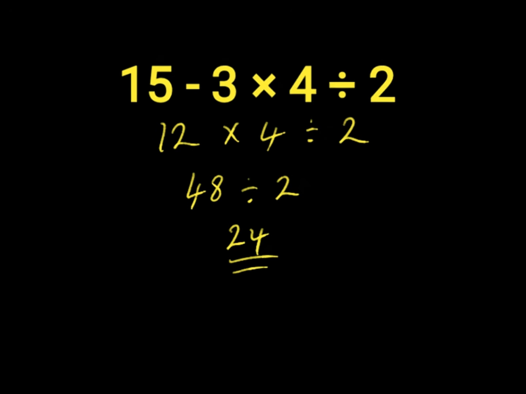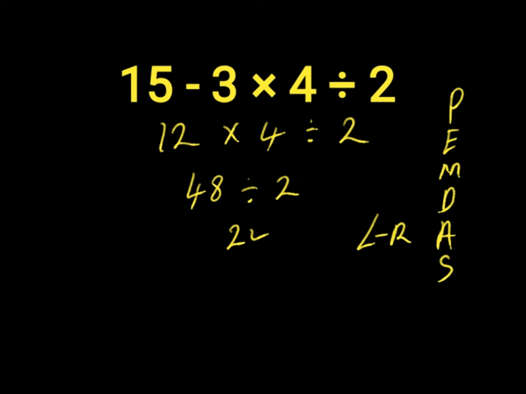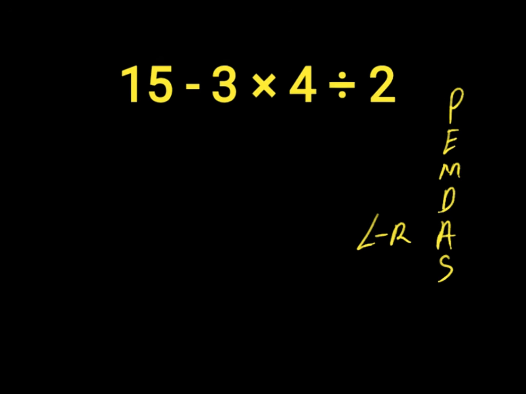24 is the wrong answer to this expression because we do not work with the order of operation, which is PEMDAS. In PEMDAS, we have parentheses, exponents, multiplication, division, addition and subtraction. Multiplication and division have equal priorities, such as addition and subtraction, working from your left to your right in order to arrive at a correct answer. Let's solve the right answer to this expression.